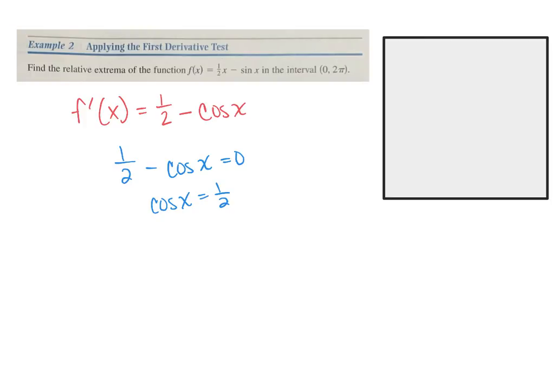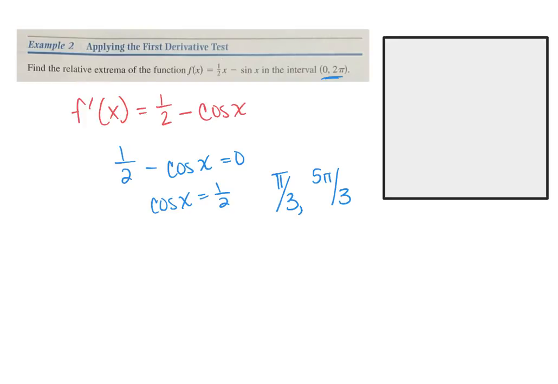So my 60-degree angles are pi over 3. And then in this quadrant, it's going to be at 5 pi over 3, right? Yeah, so first and fourth quadrant for cosine. So 5 pi over 3. Yeah, so those two places are where it occurs in the unit circle. And it's within my interval, right?